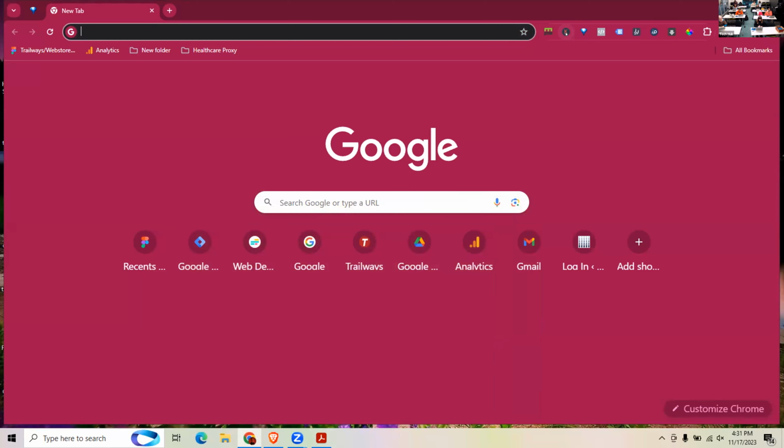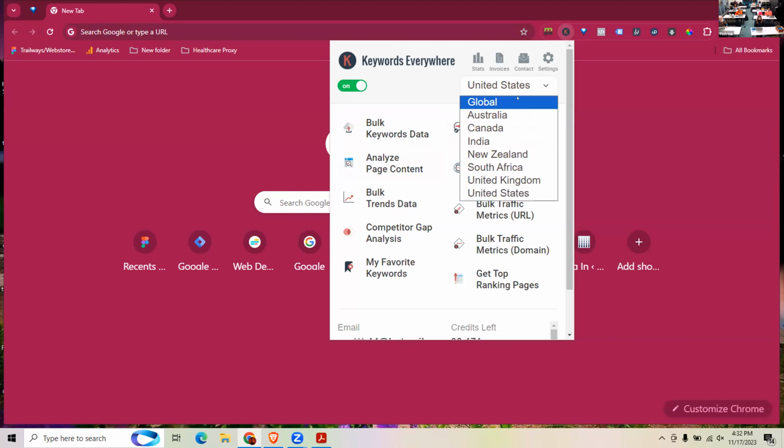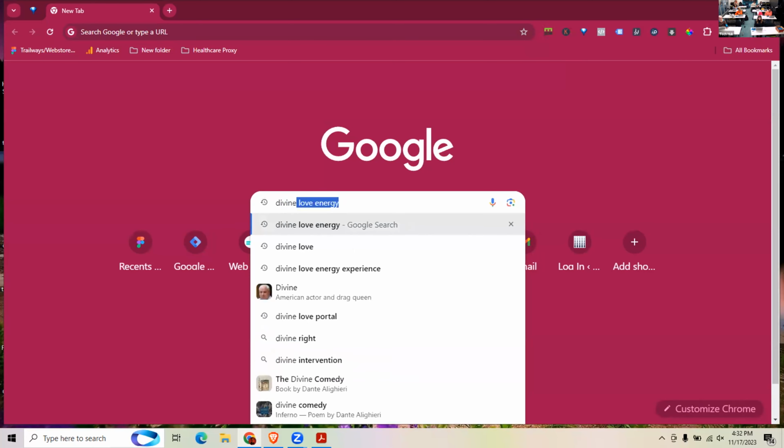It's installed on a few of my browsers, and you can turn it on and off. When it's on and you do a search on a Google website, whether that's YouTube or Google, or a competitor website, if you ask it to do competitor research, that will spend your credits. So you don't want it on when you're not doing research. But when you are doing research, you turn it on, and you decide what region you want to search. I either do global or United States. And that's on. So now I'm ready to search. I'll stick with divine love energy.